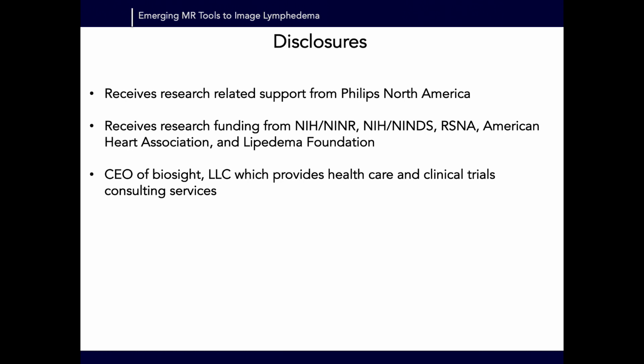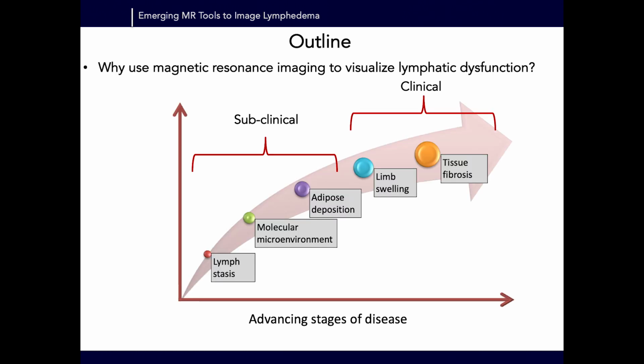And an outline for this talk, the main idea is, why do you want to use magnetic resonance imaging to visualize lymphatic dysfunction? What a lot of people will say is, well, look at advancing stages of disease with lymphedema, you have limb swelling, tissue fibrosis, those are clinical indicators. You really just need a tape measure to diagnose that. But the way that we think about it is there are also subclinical indicators of disease. So you first get things like lymph stasis, and then changes in the molecular microenvironment, fat deposition potentially.